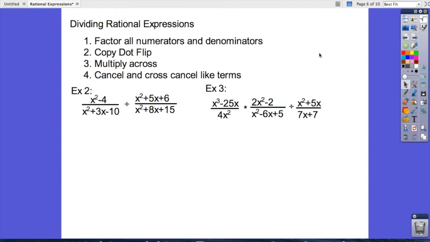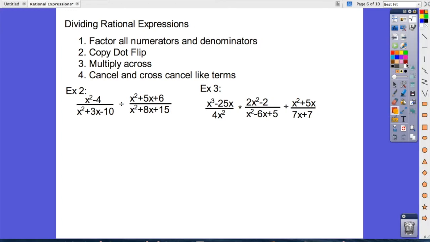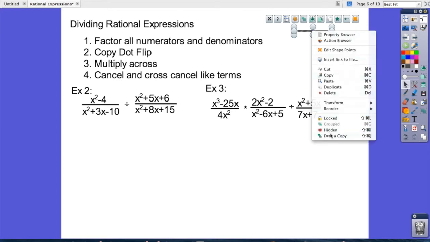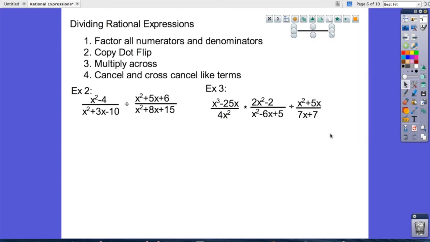Now we're going to save examples 2 and 3 for dividing rational expressions. For this, it's the same exact thing that we did in the last one. We are factoring all denominators, and because we're dividing, we're going to add one extra step, which is to copy dot flip. Then we're going to multiply across, and then cross cancel and cancel like terms. So notice the only thing we added here was copy dot flip.